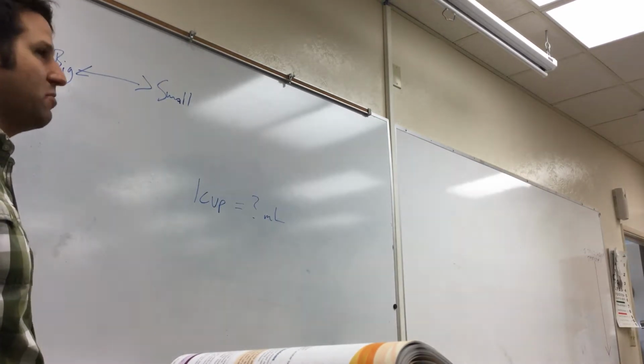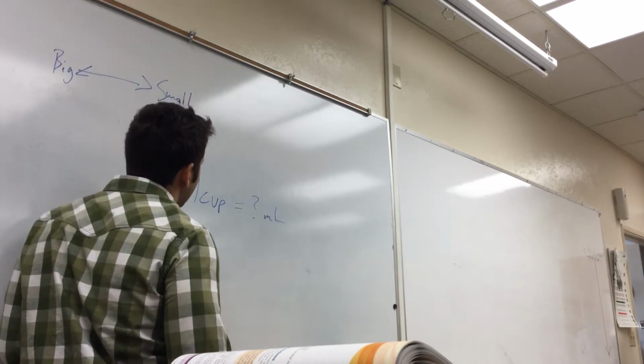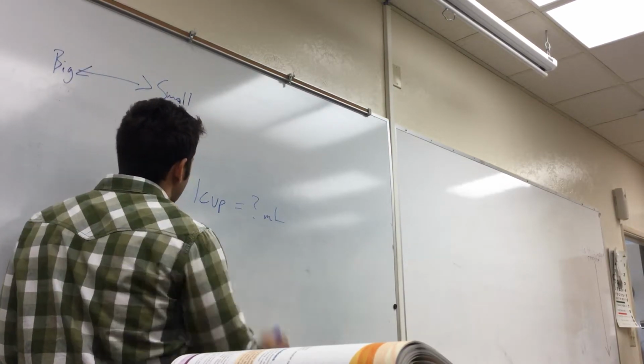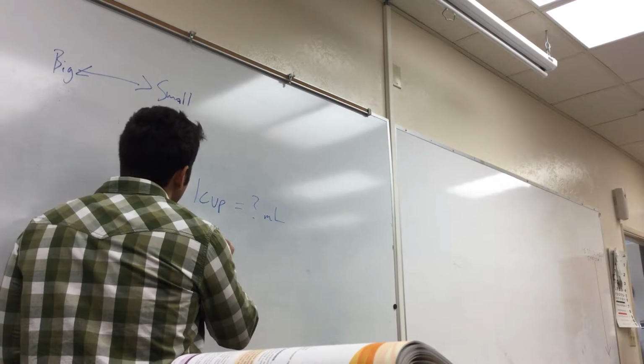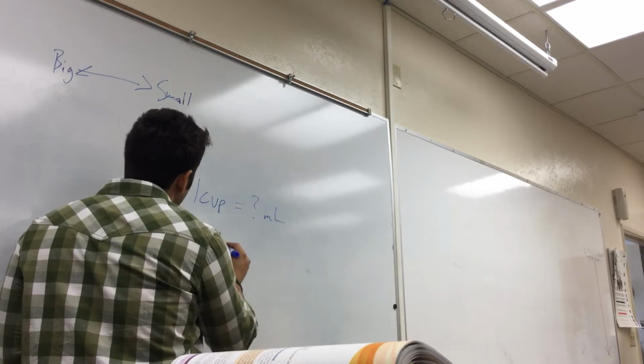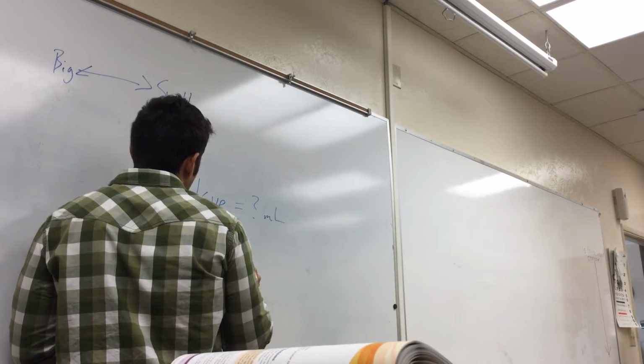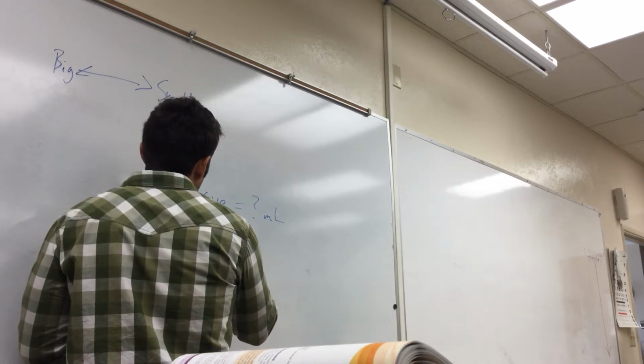Well, we know that, but let's do the math. 1 cup equals 8 ounces. Can we do that? Yes. We're going to do that conversion first. So 1 cup equals 8 ounces.